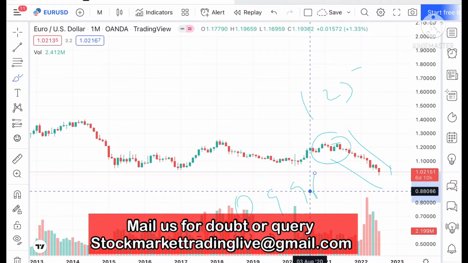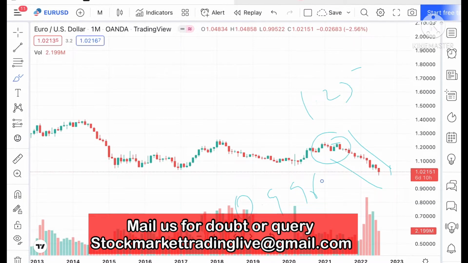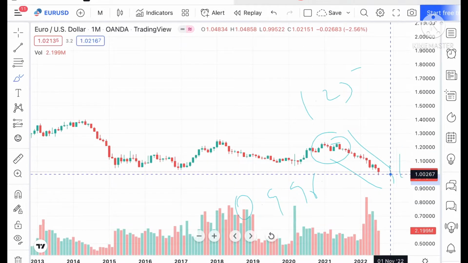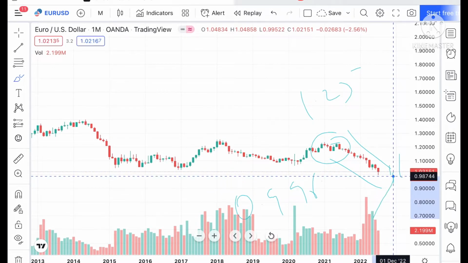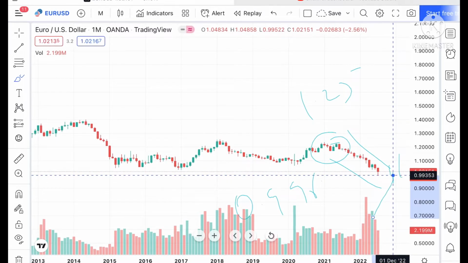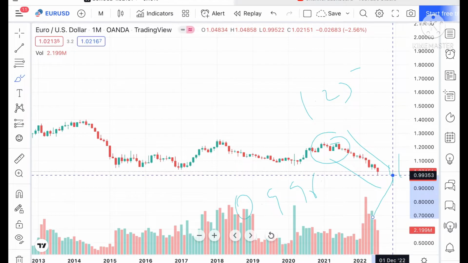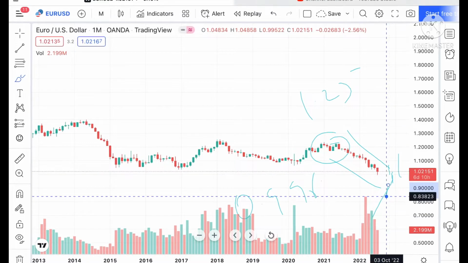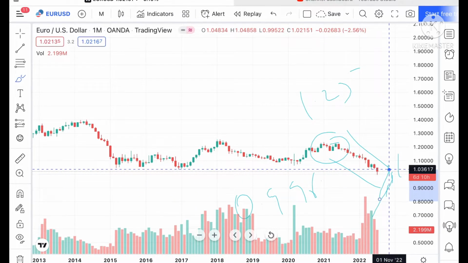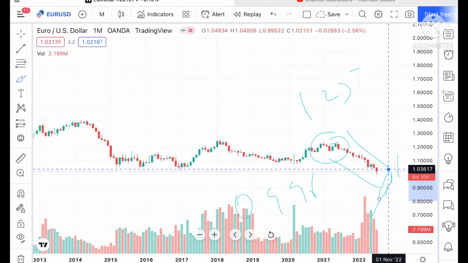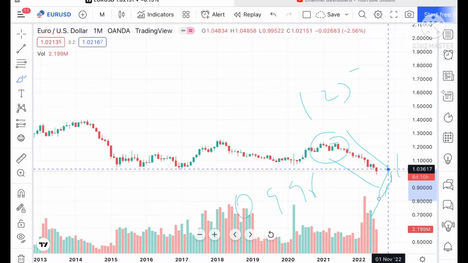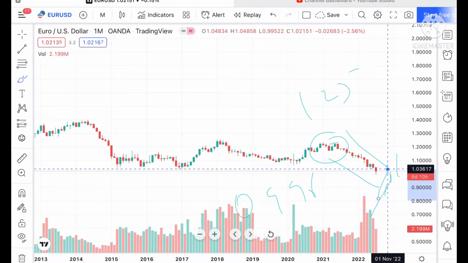0.996. Now if the level goes upside, then it can go further high towards 1.01, and after making this particular low of 0.99353, it can fall further or can go upside if this support breaks. Suppose this level sustains, then it can move to a level of 1.03617.